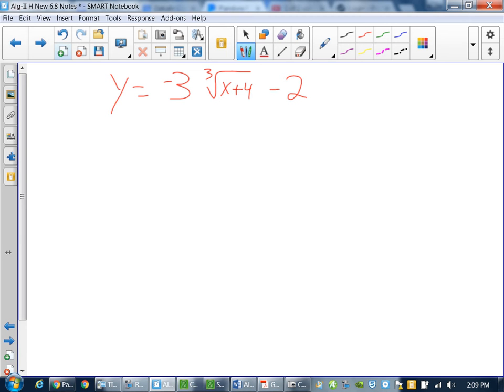So my a value is -3. My h value is what? -4, good. My k value is -2. Now, get in the habit at this point, guys. You're moving left and you're moving down. It's not a bad thing to do that. That way you don't screw up later on when you're looking at your h and k trying to remember what it meant.